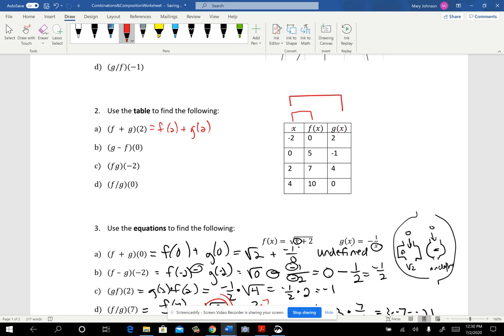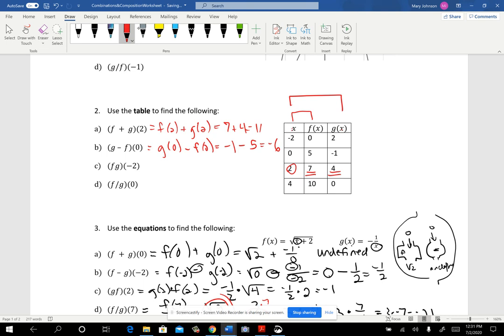So if I want to know f of 2 or g of 2, I need to use an x of 2. So there's f of 2, 7. 4 is g of 2. So I'm going to take the 7 and the 4 and simply add them. Okay. Then g minus f of 0, make sure you do the g of 0 first, f of 0 second. Subtraction's not commutative, so you have to be careful about your order. You're going to look at this row. G of 0 is -1, f of 0 is 5, and I'm subtracting those. Okay, so I'm going to wind up with a -6 on that.